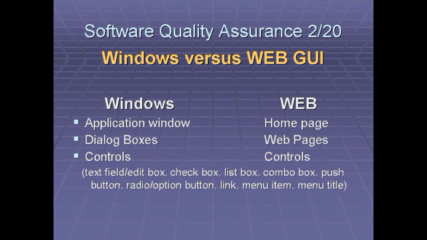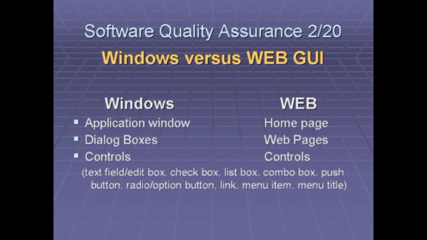Application window. It's called the main application window. So you run Notepad, you run WordPad, you run any application, your browser, and you have that main application window. The equivalent of that on the web is the homepage.